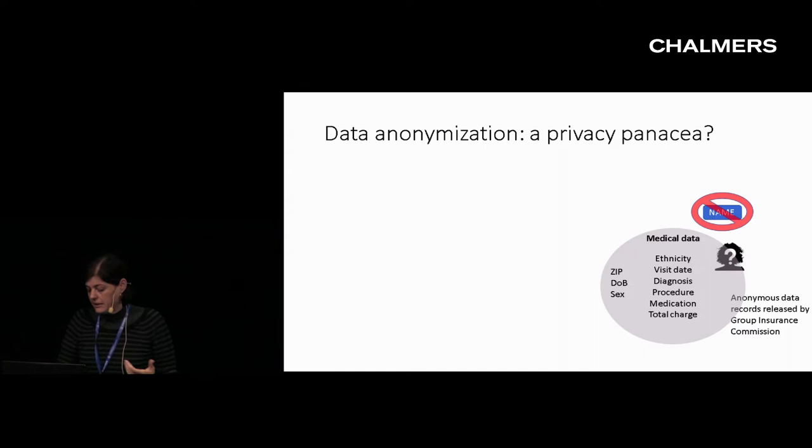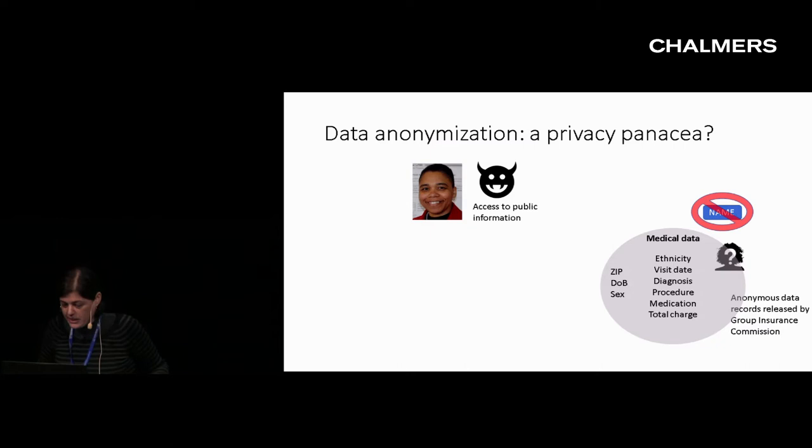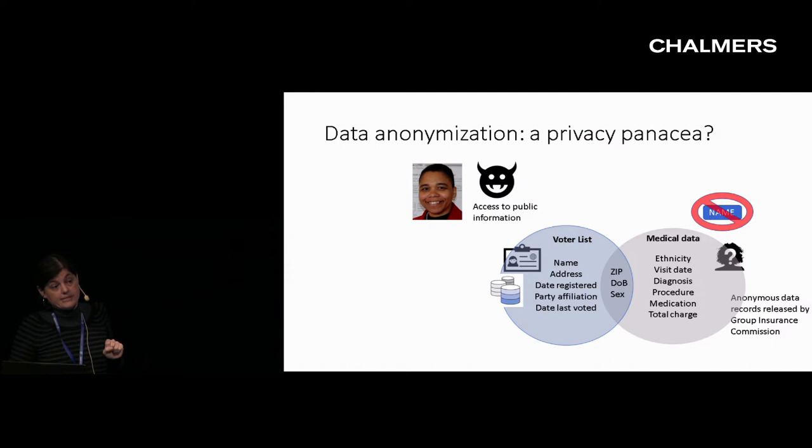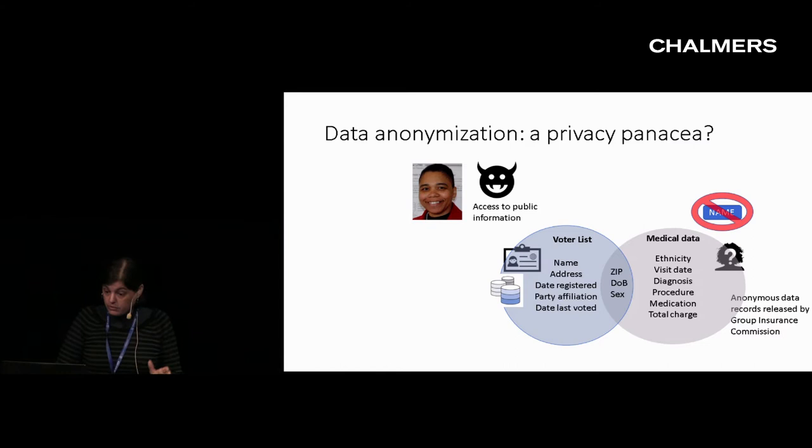So in this case, the adversary was Latanya Sweeney, a professor in the US, who looked at other information that could be out there with a name that could be connected to this data set. What she did was she purchased the voter list of the state, right? And this voter list contained name, address, and so on. And also the zip code, the date of birth, and the sex that was also present in the medical data set, okay?